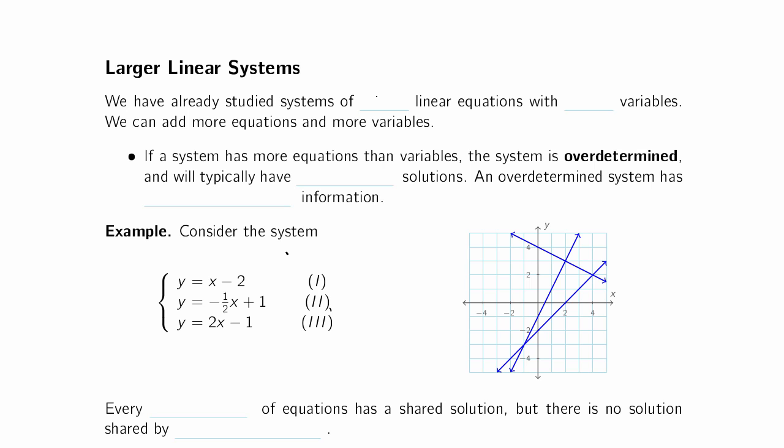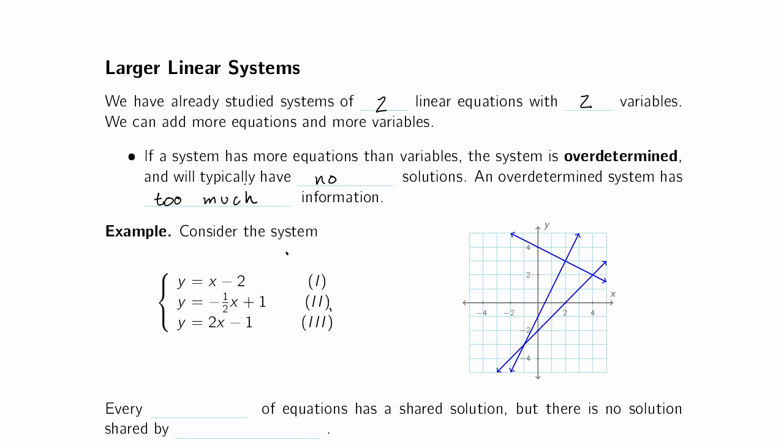In our previous work, we've studied systems of two linear equations in two variables. We can add more equations and more variables to a system, and we'll do it in a kind of systematic way in order to get a unique solution. If a system has more equations than it has variables, that system is called overdetermined. It will typically have no solutions. And the reason it will have no solutions is that it has too much information.